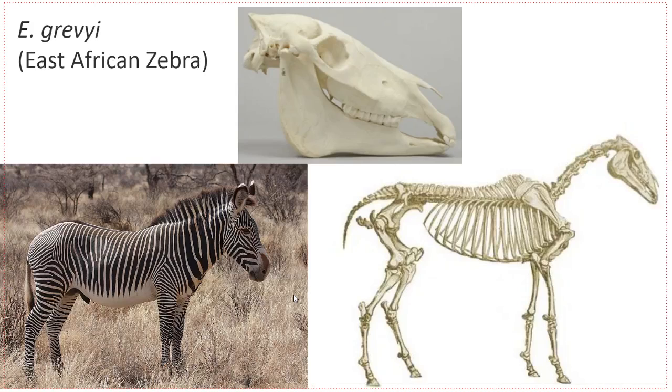And then finally, here is the East African zebra. There are actually several species of zebra, but we're going to pretend like there's only one. And again, take a look at the skull and that shape right there.